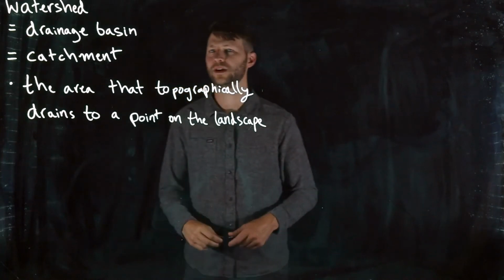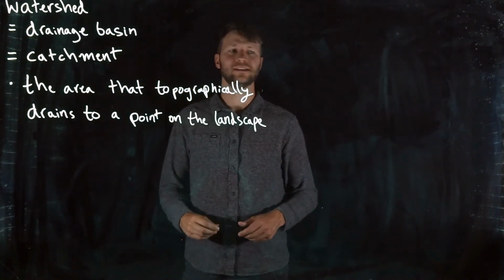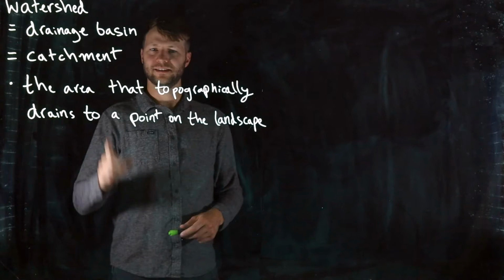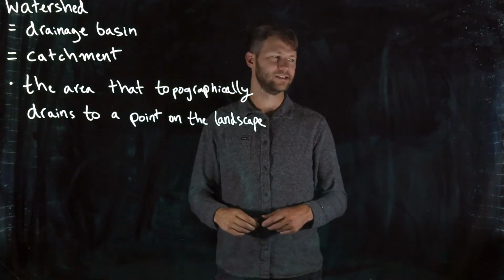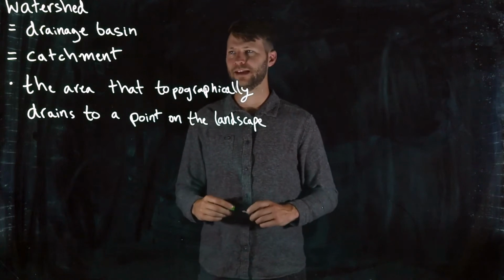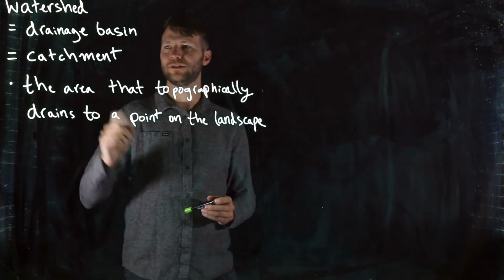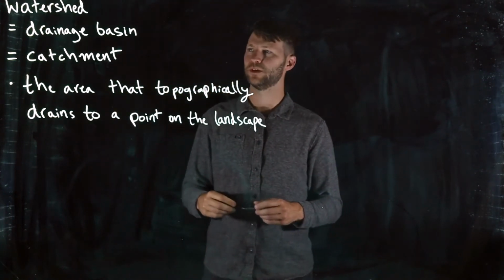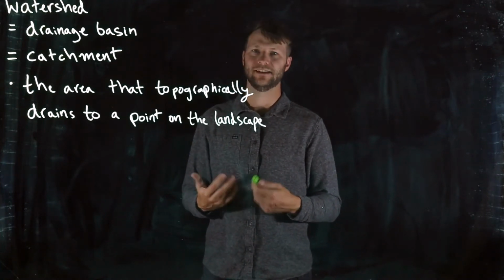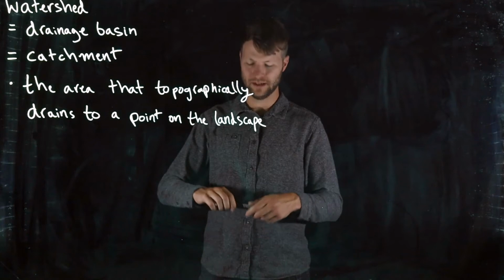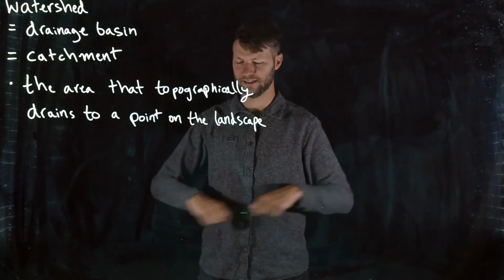Okay, so what is a watershed? A watershed is the area that topographically drains to a point on the landscape. And I'm going to draw what that means for you here, but first I want you to be aware that when people use the word watershed, they also will use the words drainage basin and catchment interchangeably. They mean the same thing to most hydrologists.